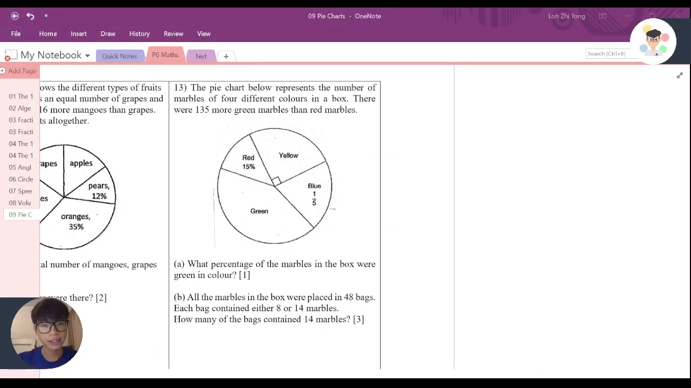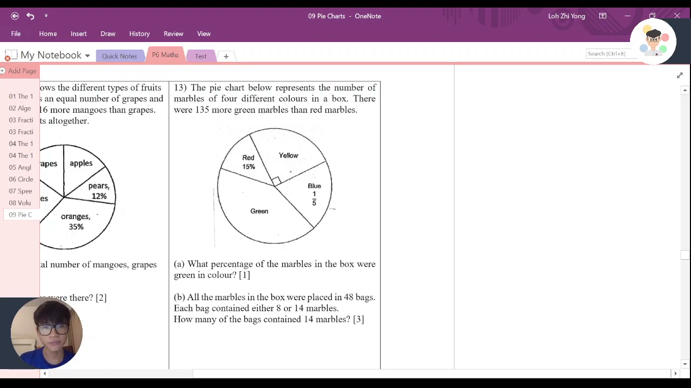Welcome back to digital class, and this is a discussion for booklet number 9, and we are looking at question number 13 here. Now, this question says that the pie chart below represents the number of marbles of 4 different colors in the box. Now, there were 135 more green marbles than the red marbles.